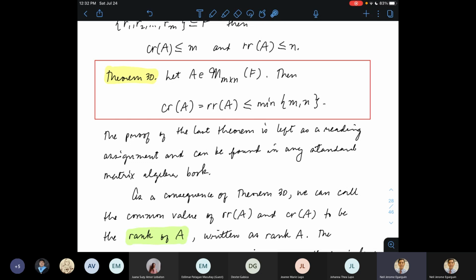itself. So it says here that if A is an m by n matrix, then its column and row rank are equal to each other. So it doesn't matter whether you look at the number of columns or the number of rows that are linearly independent, you'll get the same number. And that number is guaranteed to be less than or equal to the minimum between the number of rows and the number of columns. And probably let's investigate why that inequality is true.